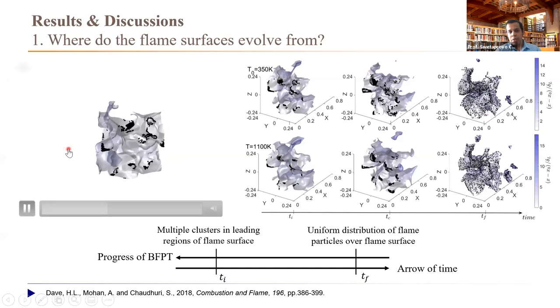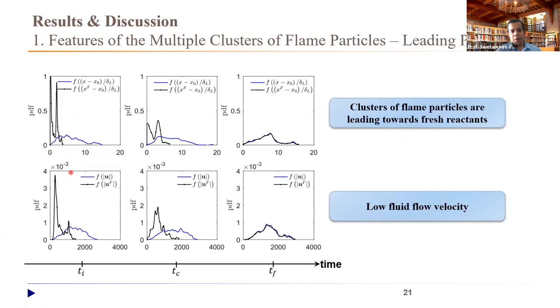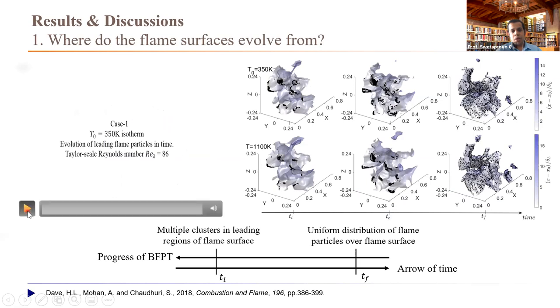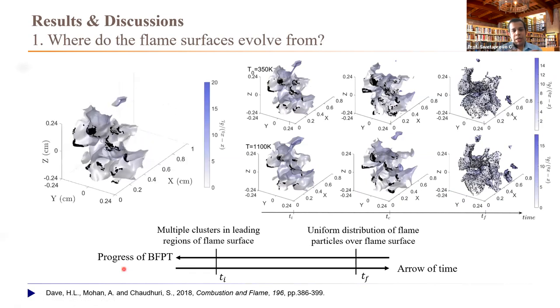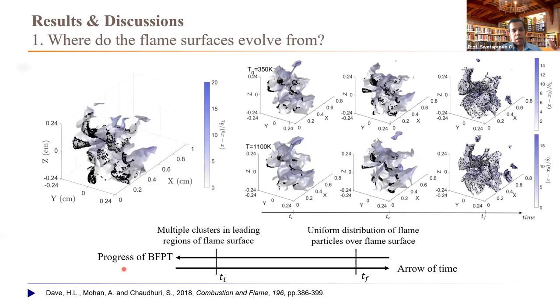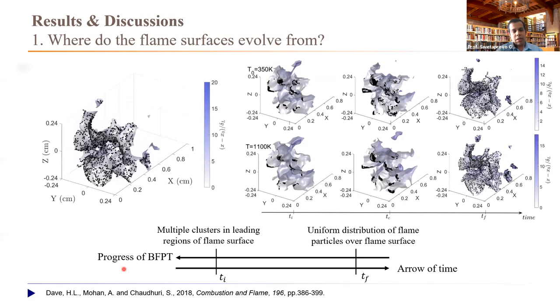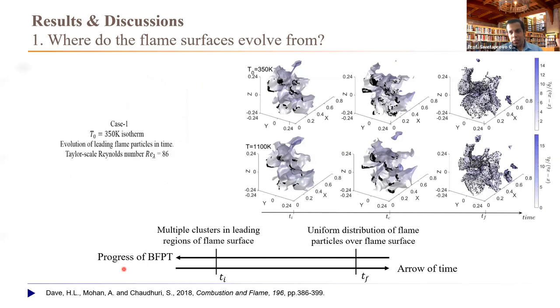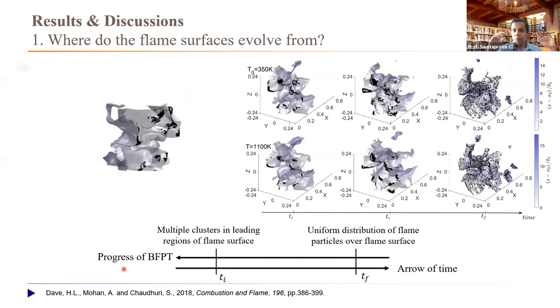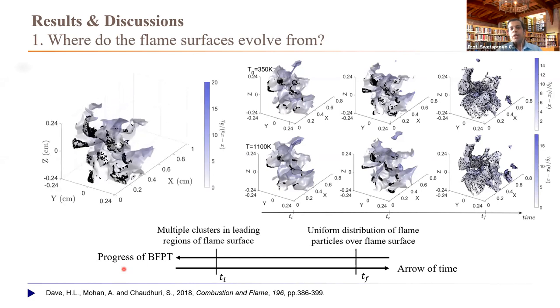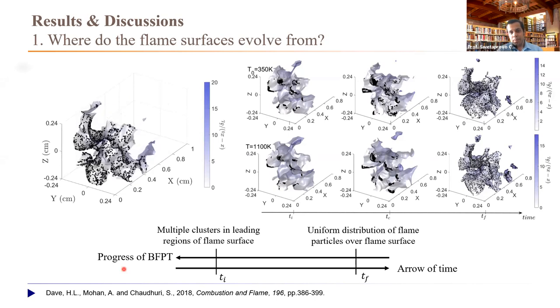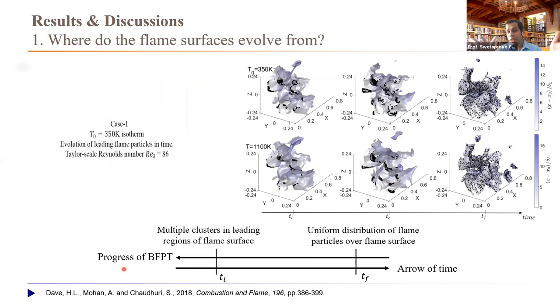So here, if you now play this forward in time, what you will see is that these leading regions disperse and these come together to generate the complete surface. So it means that the flame surface at a later time evolves from these positively curved leading locations at an earlier time in the thin reaction zone regime.